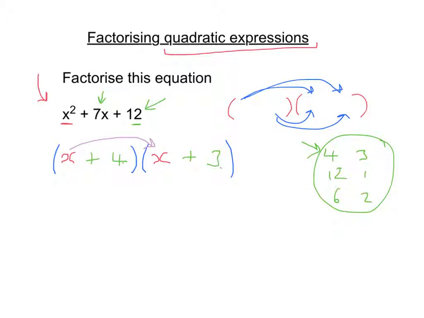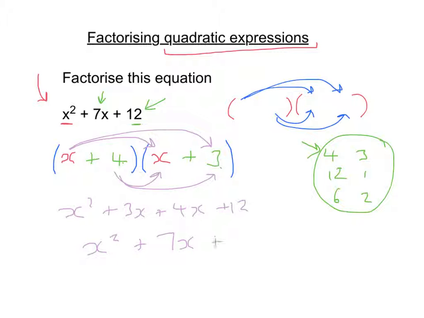So x times x is x squared, x times 3 is plus 3x, 4 times x is plus 4x, and 4 times 3 is 12. When I simplify that, I get x squared plus 7x plus 12, which is what I started with. And I know I've got the answer correct.